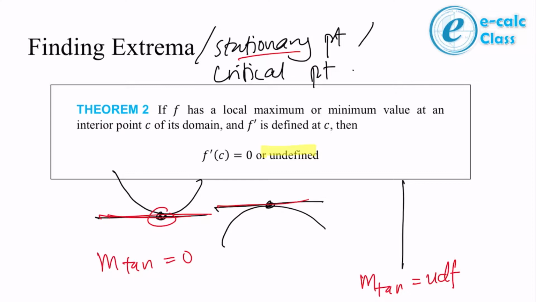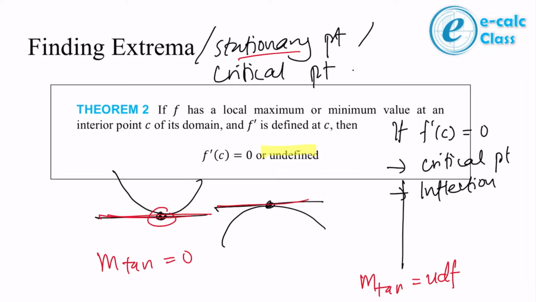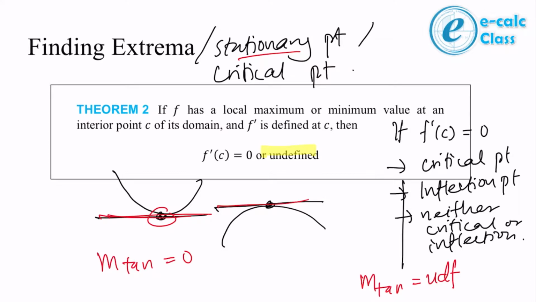Again, if f prime c is equal to 0, yeah, it can be a critical point. It can also be an inflection point, which we will discuss later. And it can be neither critical nor inflection. Okay, this is because, for example, just a very typical example, you have something like a graph like this, and you know that at this point the tangent line looks like this. Okay, my drawing is not so accurate. Okay, it's a horizontal line, right?